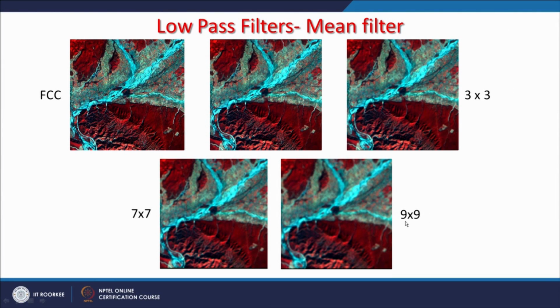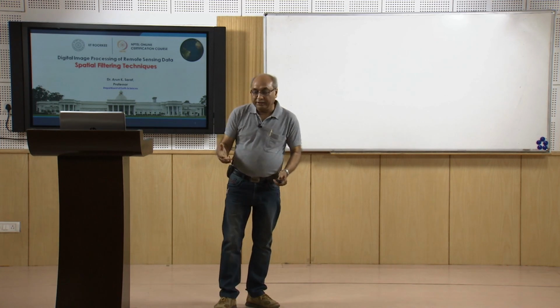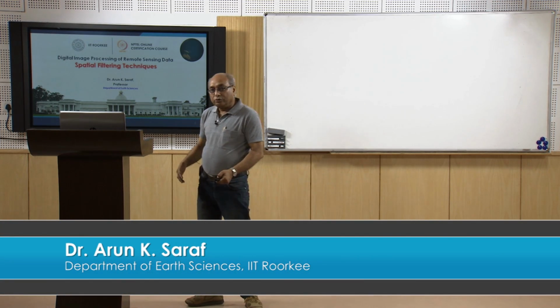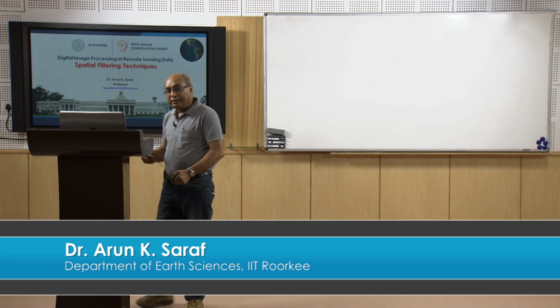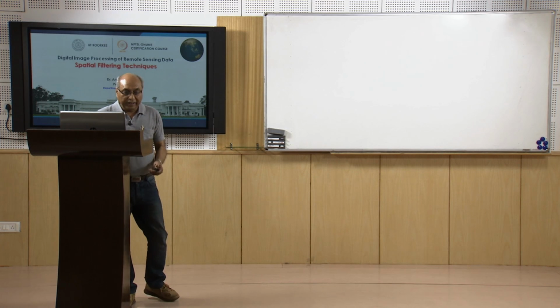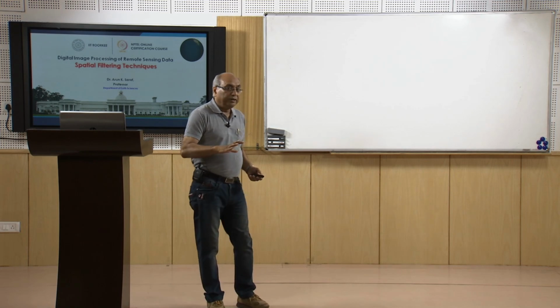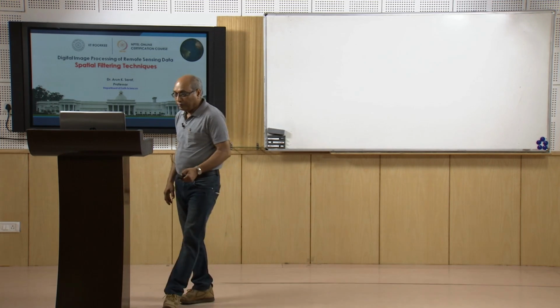One more thing one has to remember: the larger the size of the filter, the more time it would take in processing. So if you have a large image, initially one should go for 3 by 3 and see whether you are achieving the results you wanted. If not, then go for 5 by 5, then maybe 7, because if you increase the size, the processing time would increase exponentially. So this one has to remember.